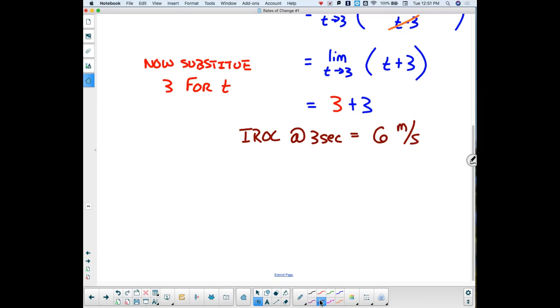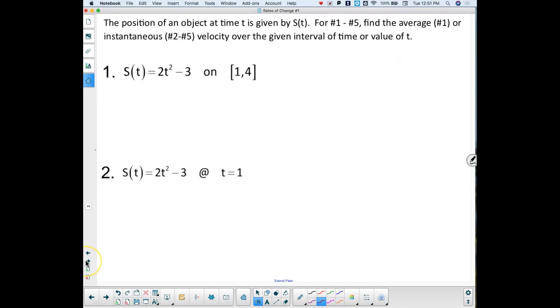Which gives us our 6 meters per second. Okay? What I'd like you to do now is, in number 1, find me the AROC, the average rate of change over that interval. And in number 2, find me the IROC at t equals 1.